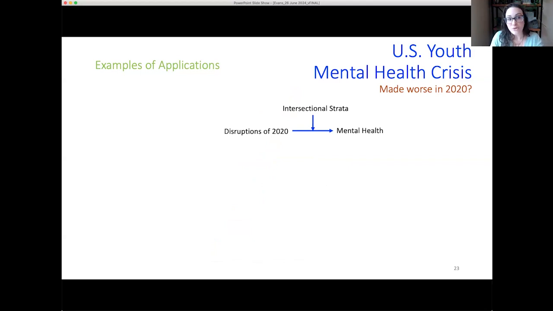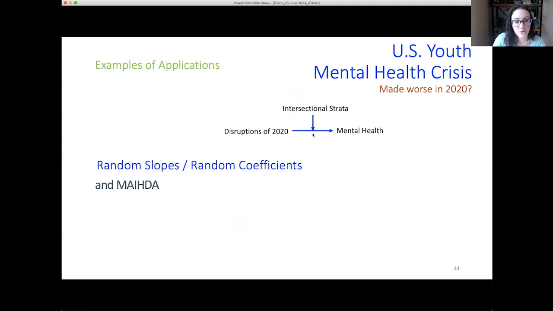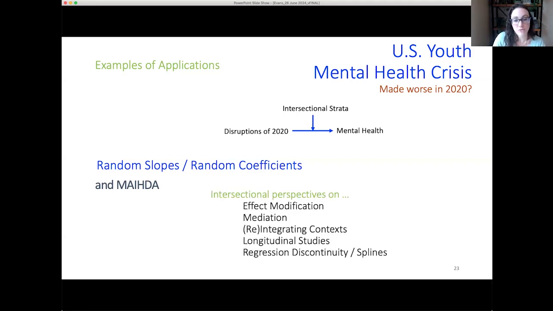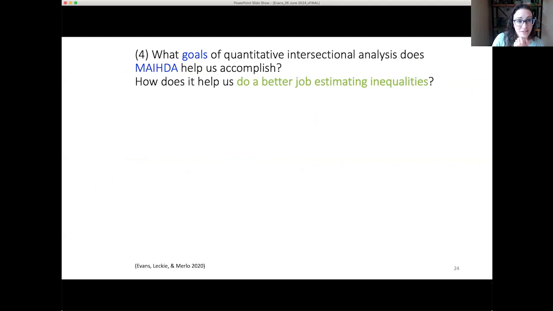So this general structure, if you want to take it in a more abstract way, is saying, the effect of something, in this case, those disruptions of 2020, but this could be a policy, this could be any number of things of interest, the impact of that on some outcome like mental health and how that is different across different strata. So you can expand MAIHDA into thinking about random slopes and random coefficients in order to think about effect measure modification or mediation, to integrate policy contexts or built environments, to think about longitudinal studies or regression discontinuities, changes over time. So you get a lot of stuff out of this.